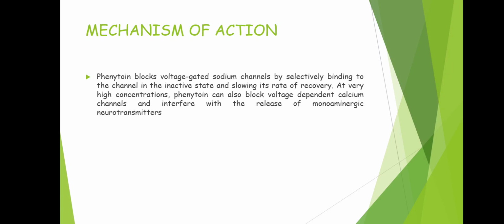So next we shall discuss the mechanism of action of phenytoin. Phenytoin blocks voltage gated sodium channels by selectively binding to the channel in the inactive state and slowing its rate of recovery. At very high concentration, phenytoin can also block voltage dependent calcium channels and interfere with the release of monoaminergic neurotransmitters. So basically, the main mechanism of action of phenytoin is that it will block the voltage gated sodium channels.